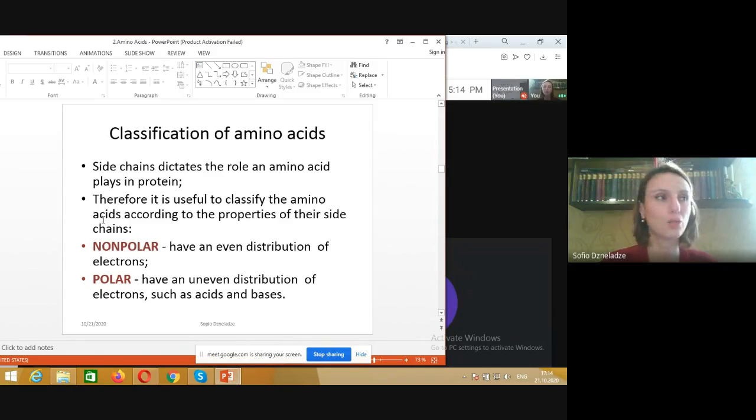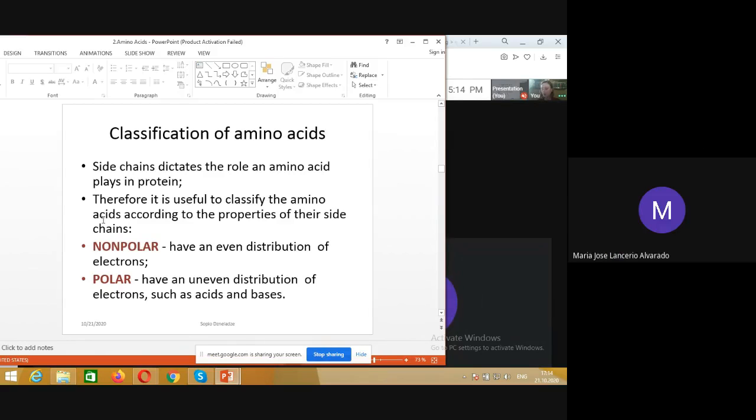Maria, please let's talk about the classification. Side chains dictate the role an amino acid plays in a protein. Therefore, it is useful to classify the amino acids according to the properties of their side chains. Non-polar have an even distribution of electrons, and polar have an uneven distribution of electrons, such as acids and bases.